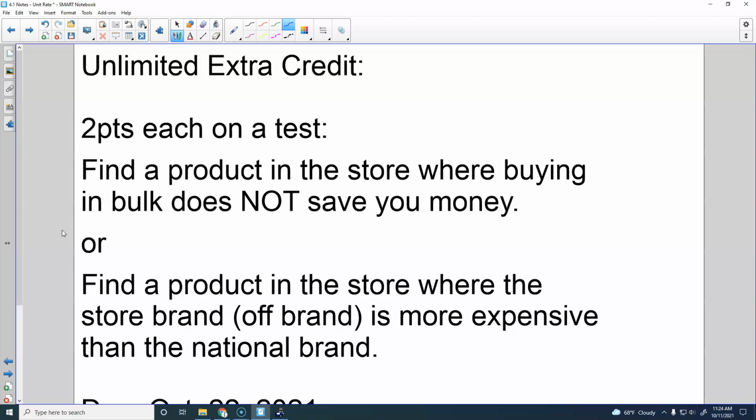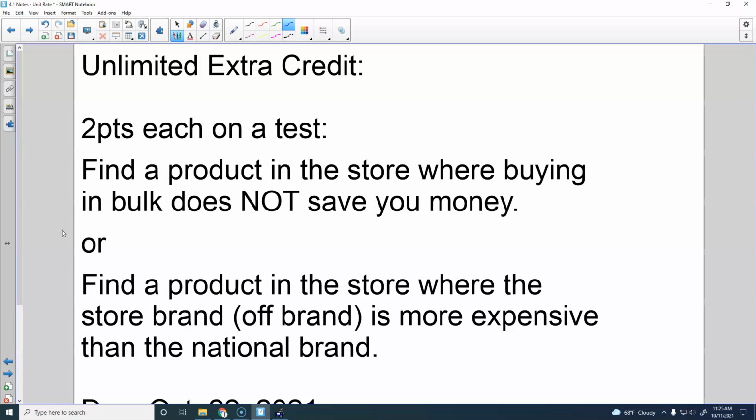So it's got to be, for example, the 6 rolls of toilet paper is actually cheaper than the 12 rolls of toilet paper of the same brand, all right? So that's one thing you can look for. The other thing you can look for is a product where the store brand is actually more expensive than the national brand. This doesn't happen that often unless they're having a sale on something. So if the Peter Pan peanut butter is on sale, it might actually be cheaper than the Great Value peanut butter. Usually it's not, but it might be if it's on sale.